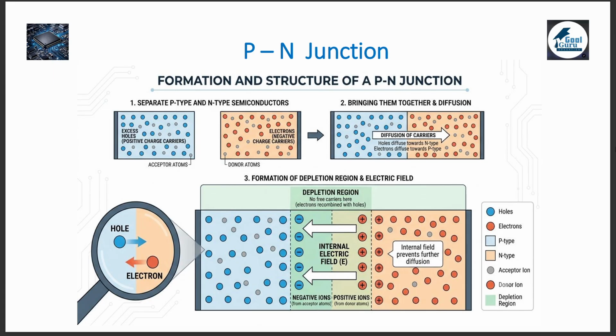Today we will be talking about what is meant by p-n junction. That means joining of p-type semiconductor and n-type semiconductor. We'll be learning about what is diffusion of carriers, depletion region, electric field, and so on and so forth.